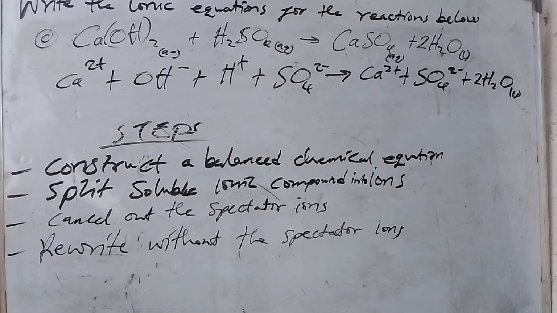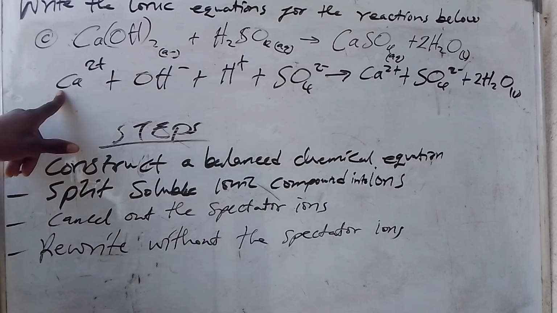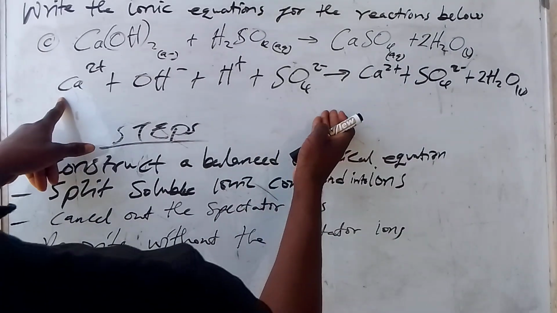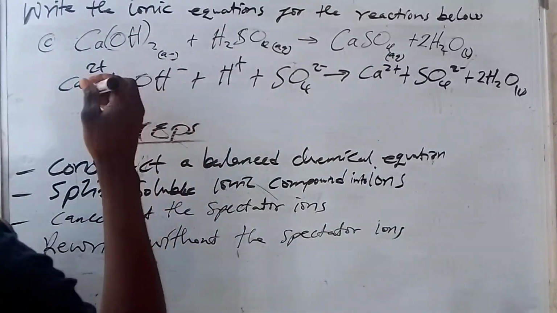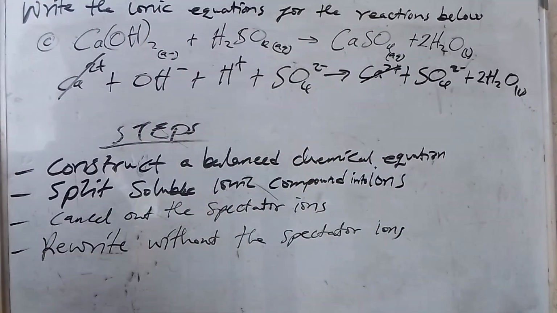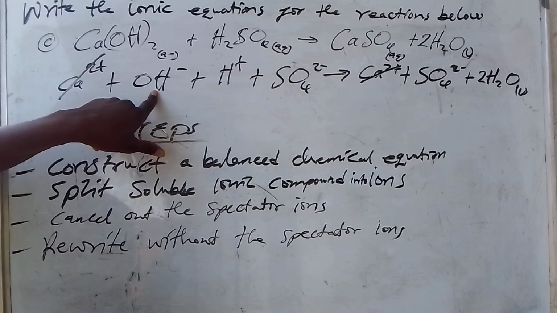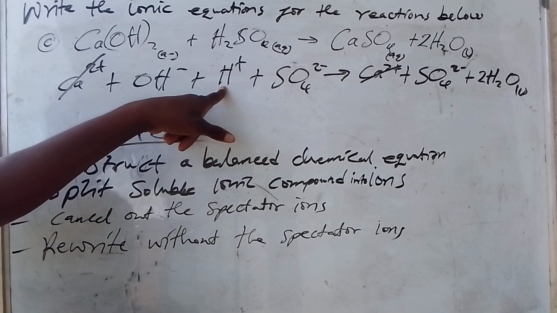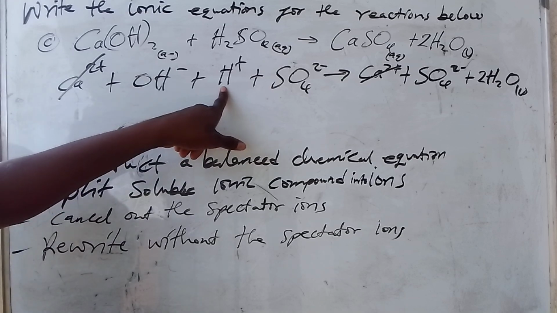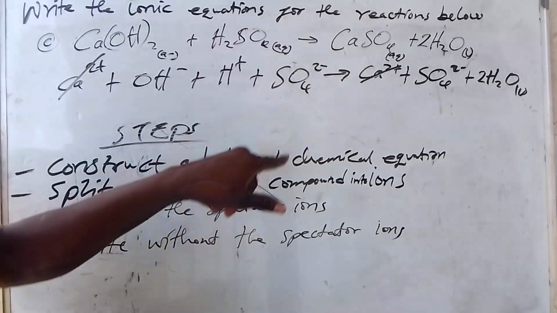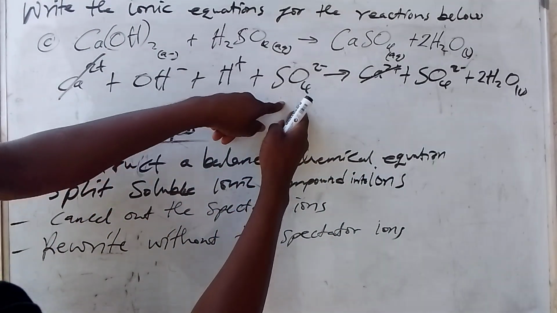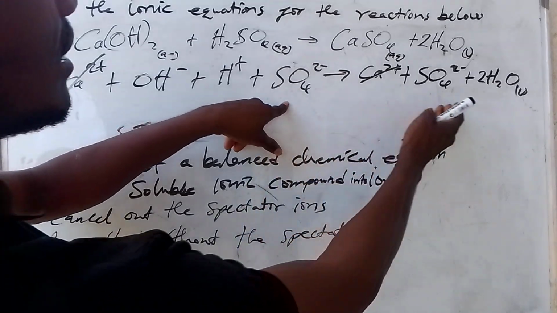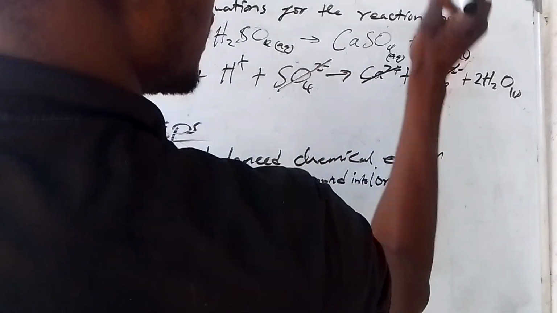Okay, so step number 3, cancel out the spectator ions. So we're going to cancel out the spectator ions. We have calcium ions here. Do we have calcium ions at the product? Yes, we have. So we cancel out this. We also cancel out this. Hydroxide ions, we have them here. Do we have them here? No. Hydrogen ions, they are here at the reactant side. Do we have them at the product side? No. Sulfate ions, do we have them at the product side? Yes. Okay, so this and this, they are cancelled.